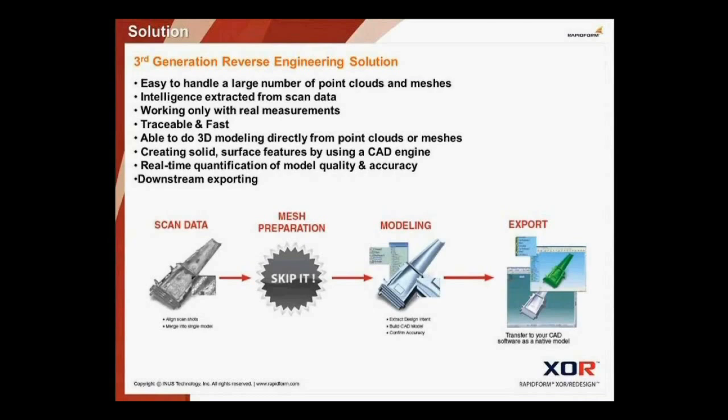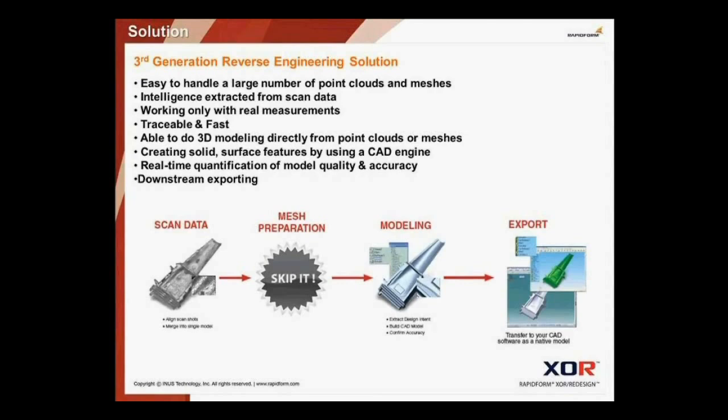We can work with real measurements, with real dimensions. Then it's traceable and fast. We are able to do 3D modeling directly from point clouds or from meshes, so we don't even need to generate a mesh. We can also work from the point cloud directly. We can create solid surfaces by using a CAD engine. So we actually implemented the Parasolid engine, and we are using our own NURBS kernel as well, so we have both methods we can combine.